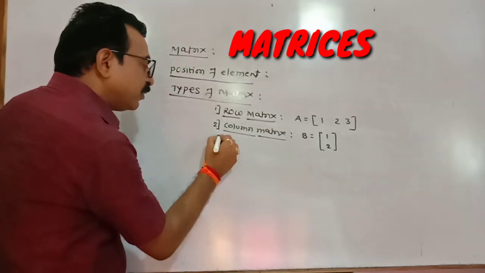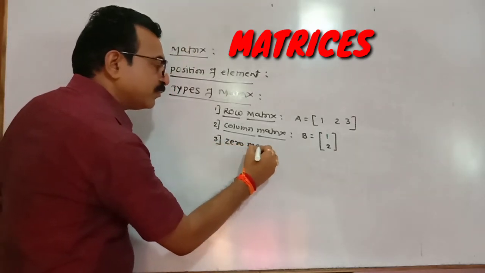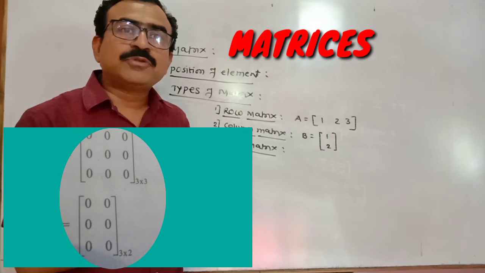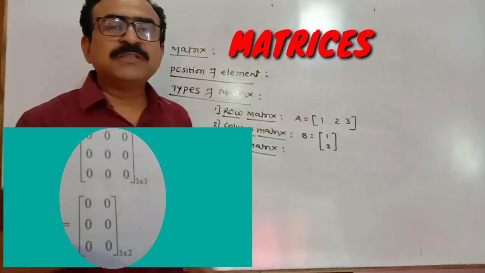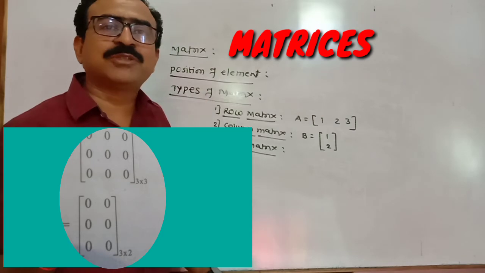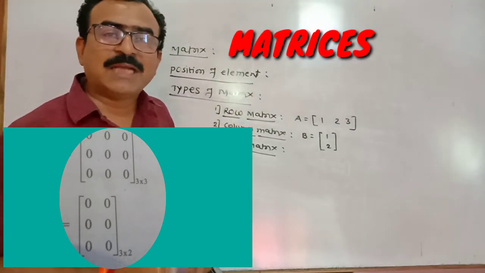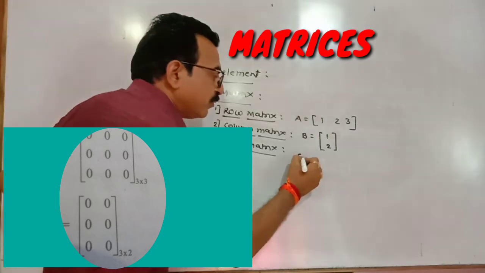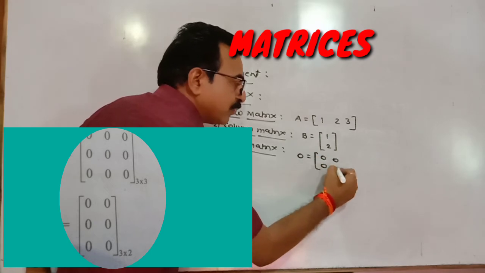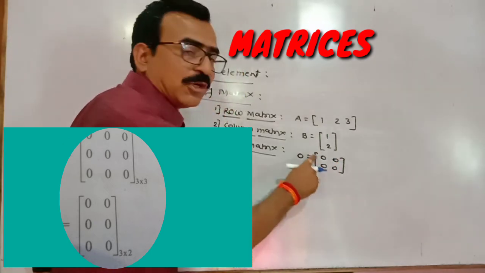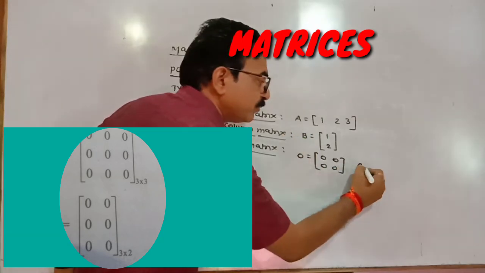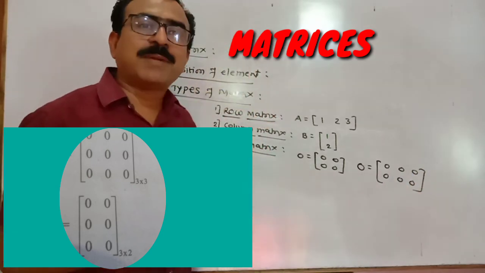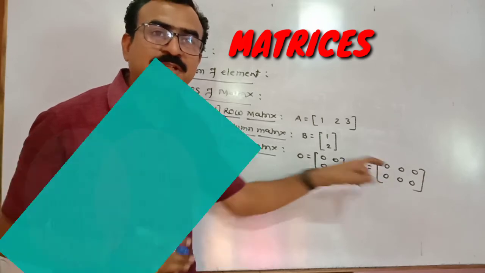Next type, zero matrix. Zero matrix means a matrix whose all elements are zero. It means if any matrix has all elements zero, then it is called a zero matrix. And a zero matrix is represented by O. This is called a zero matrix because all elements of this matrix are zero. This is also called a zero matrix because here also all elements of this matrix are zero.